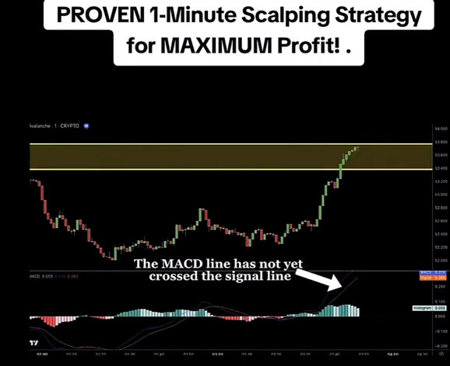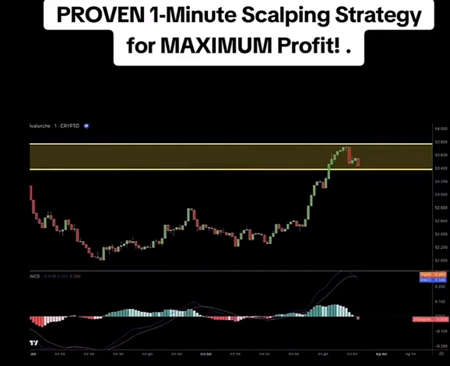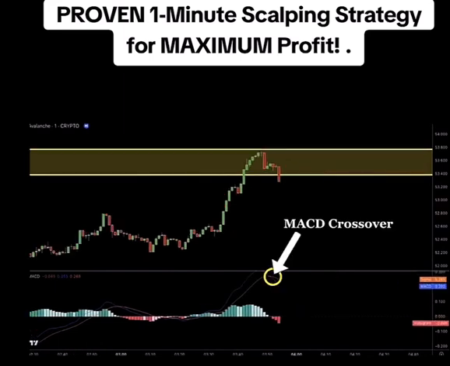This confirmation is crucial because it signals the entry of institutional algorithms, which increases the likelihood of the trade moving in our favor. Now, look at what happens next. The MACD line crosses below the signal line, signaling that institutional algorithms are active in the market. This crossover gives us the green light to enter the trade with confidence.